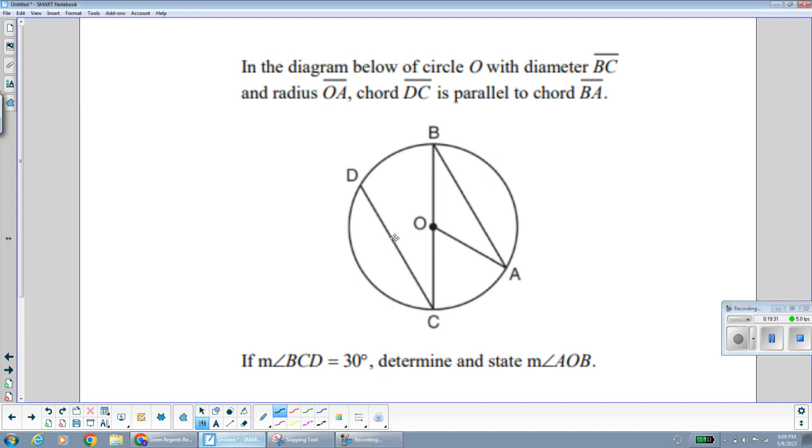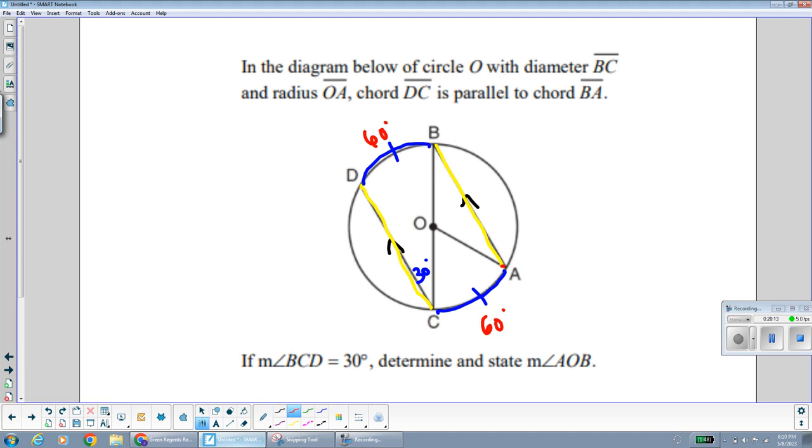So we're told that chord DC is parallel to chord BA. As soon as I see parallel chords, I know that the arcs in between them are congruent. They tell us that angle BCD is 30 degrees. Angle BCD is an inscribed angle, so it's half the measure of its intercepted arc. So if the angle's 30, the arc that it intercepts, DB, should be 60 degrees. And since we have those parallel chords, if this arc is 60 degrees, this one should also be 60 degrees.